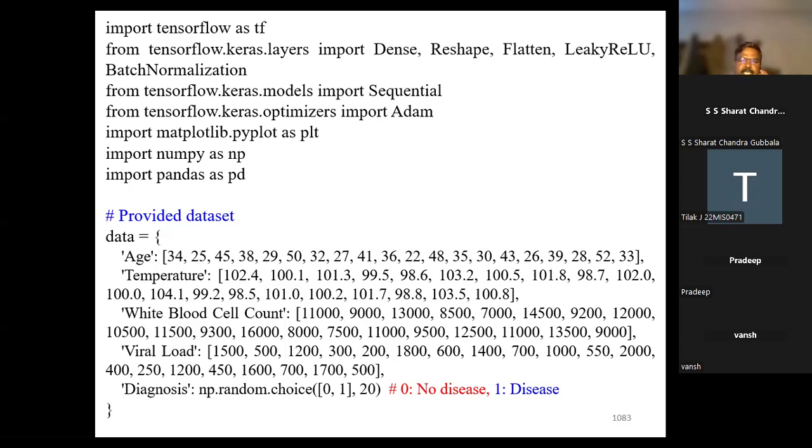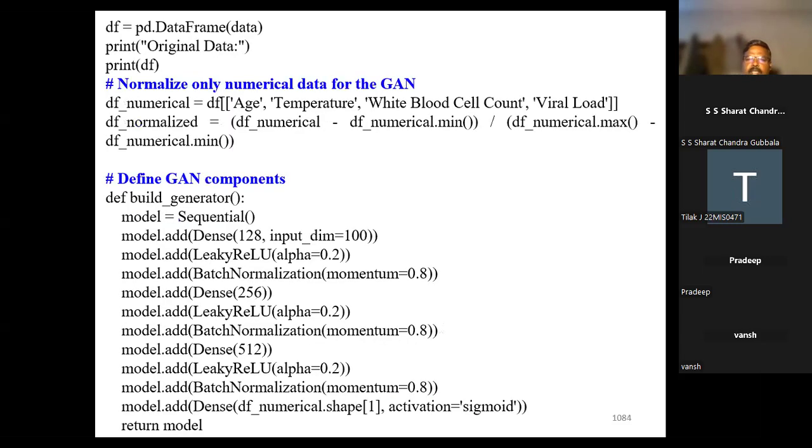Provided data set with a number of columns, and then normalize only the numerical data for the GAN. I am applying a generative adversarial network. Then define the GAN components. So how to define a GAN, generative adversarial network? You need to define a build generator. Then the model you can derive from TensorFlow, from that Keras.